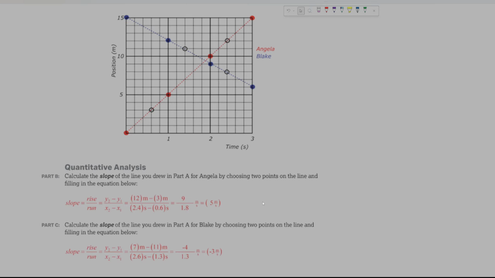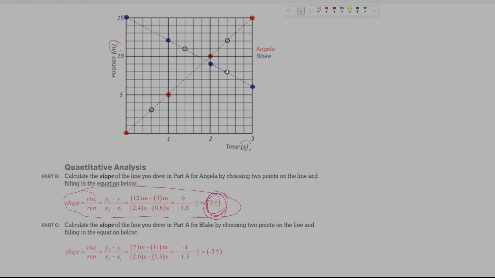Now, remember, always show your work. Don't just plug things into the calculator, okay? Show your work on how you got that. Also, include the units for your answer, 5 meters per second. Where did those meters per second come from? Well, it's slope, right? So it's going to be the units of y, meters, divided by the units of x, seconds, meters per second.